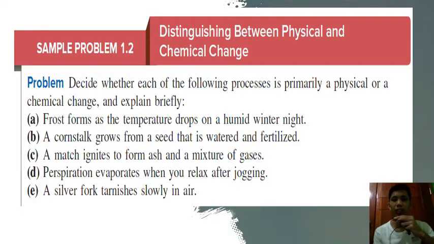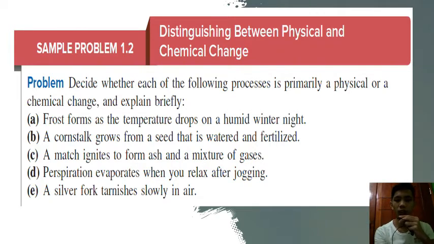Okay, here's another one, distinguishing between physical and chemical change. Decide whether each of the following processes is primarily a physical or a chemical change and explain briefly. Letter A, frost forms as the temperature drops on a humid winter night. Frost forming is a physical change. The drop in temperature changes water vapor in humid air to ice crystals.